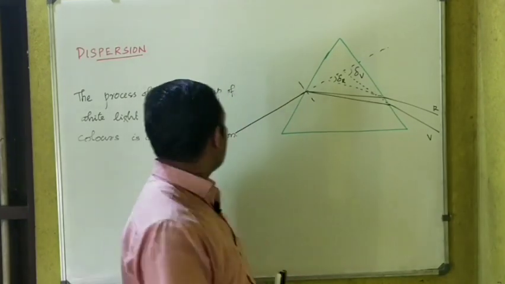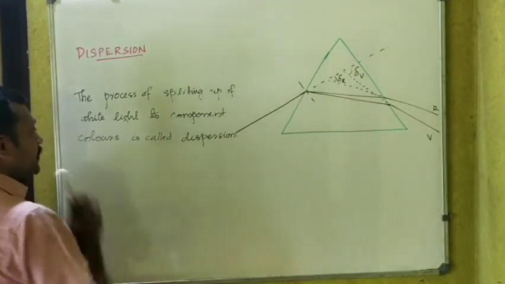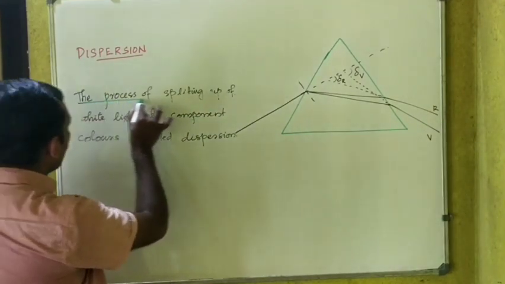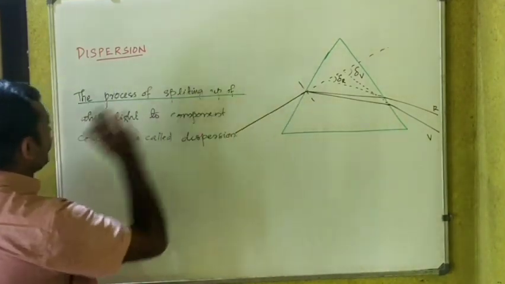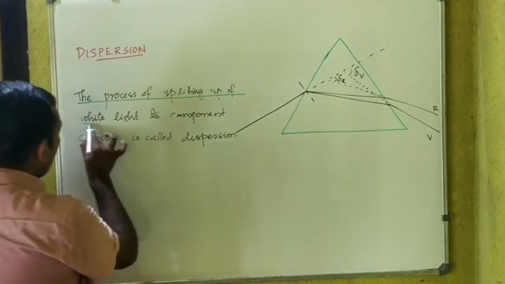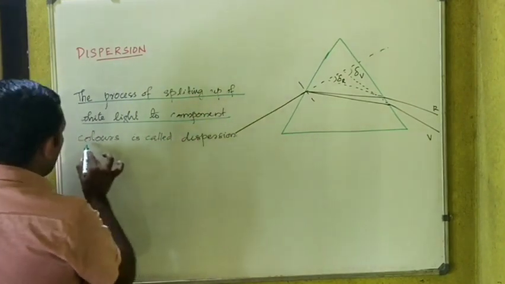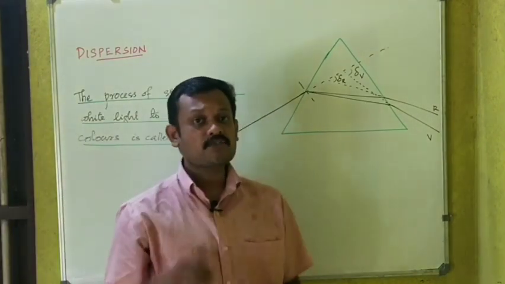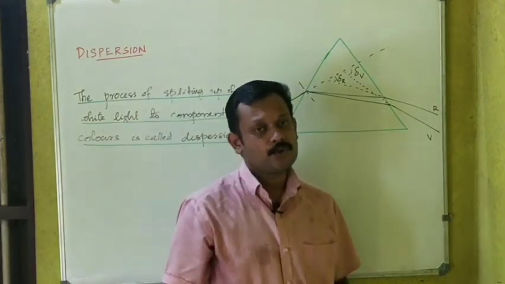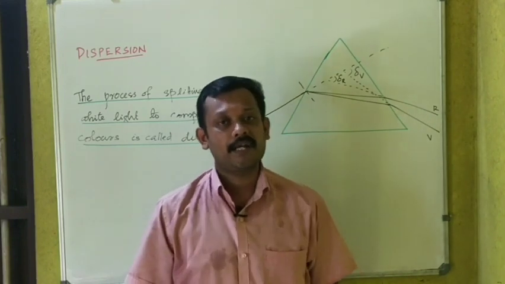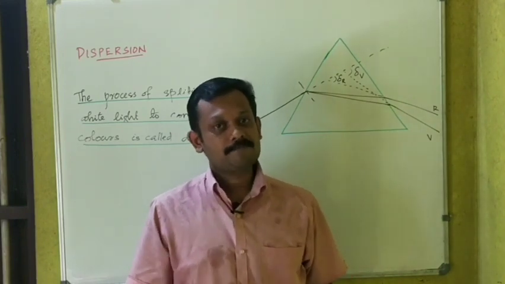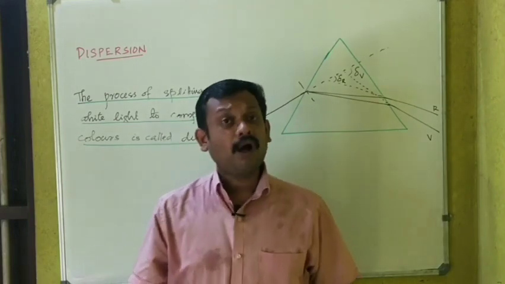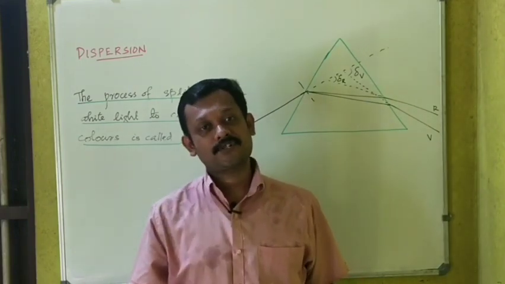So let us start with the basic idea of the definition of dispersion. What do you mean by dispersion of light? It is a process of splitting up of white light into component colors in a medium. The process of splitting up of white light into component colors in a medium is called dispersion of light.